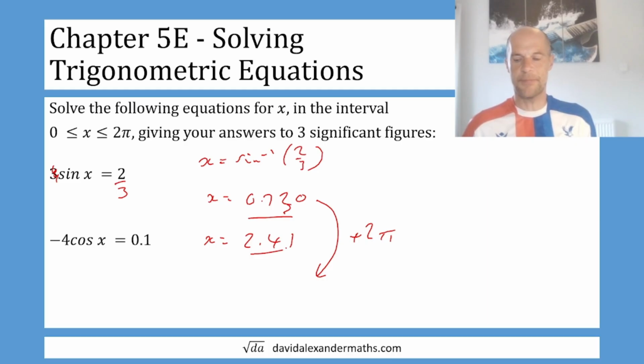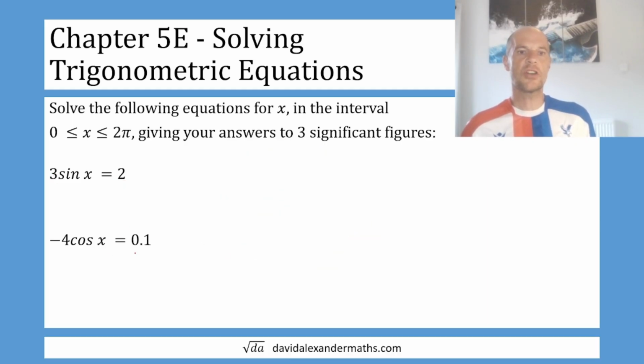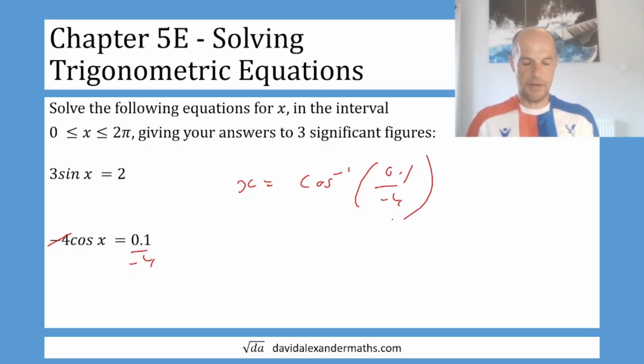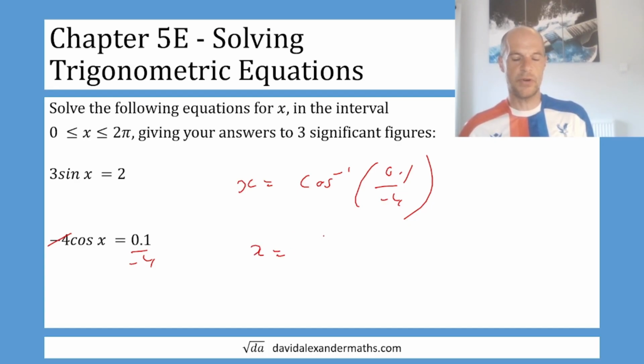Just 2 solutions here. Negative 4 cos x equals 0.1, divide by negative 4. So x is going to be the inverse cos of 0.1 over minus 4. So 0.1 divided by negative 4, shift cos answer equals, and I am getting 1.595, so 1.60. And my next solution is going to be 2 pi subtract 1.60, so 2 pi take away answer, and I'm getting 4.69.